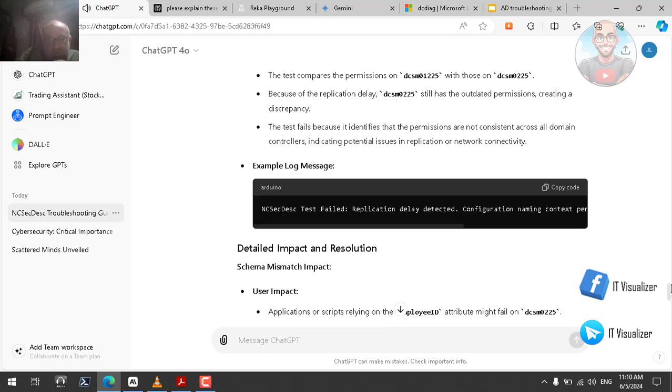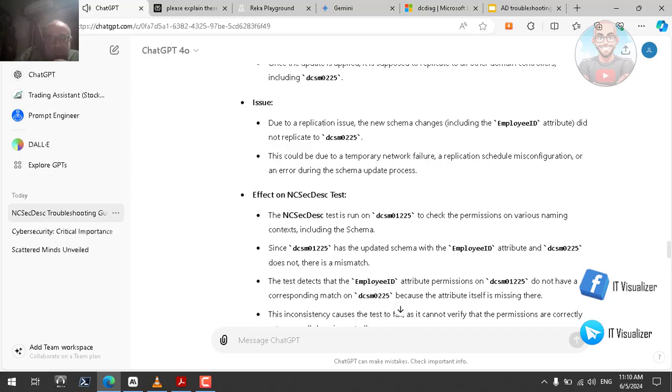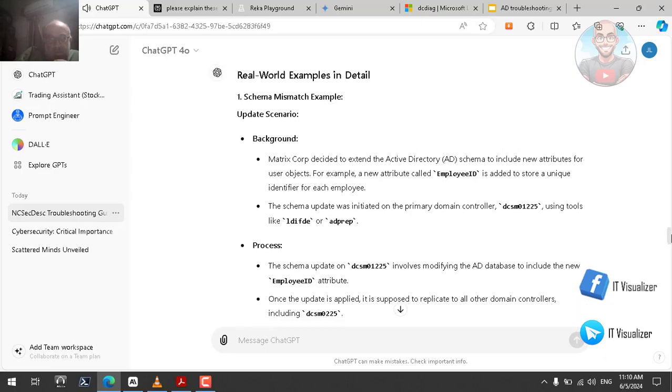Real-world examples in detail. 1. Schema mismatch example. Update scenario. Background. Matrix Corp decided to extend the Active Directory (AD) schema to include new attributes for user objects. For example, a new attribute called Employee ID is added to store a unique identifier for each employee. The schema update was initiated on the primary domain controller, DCSM01225, using tools like LDIFDE or ADPrep.